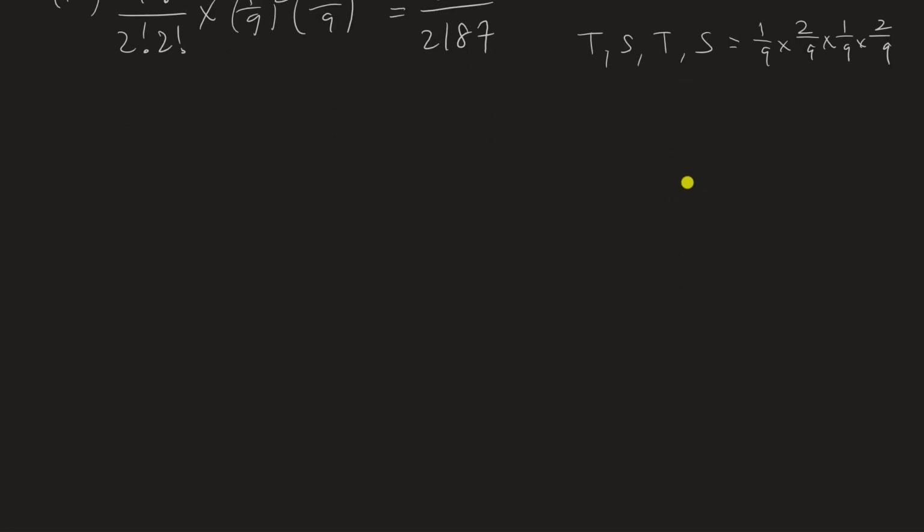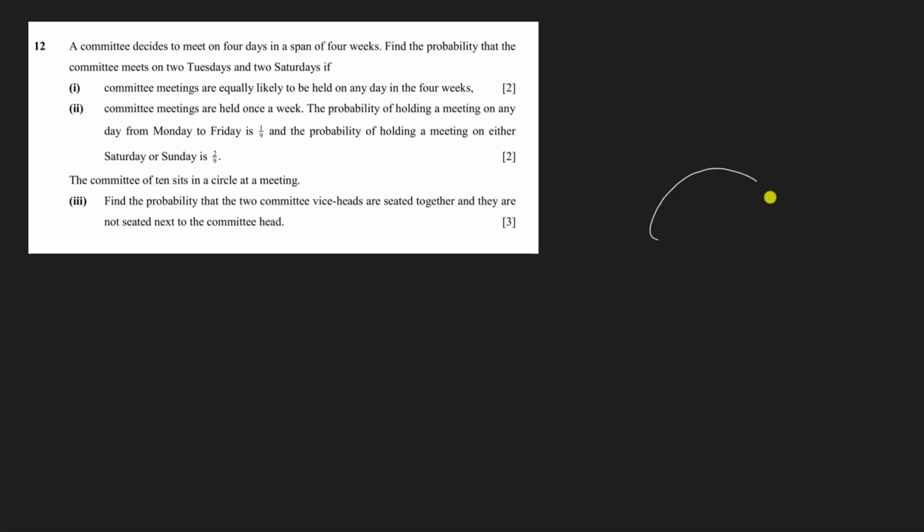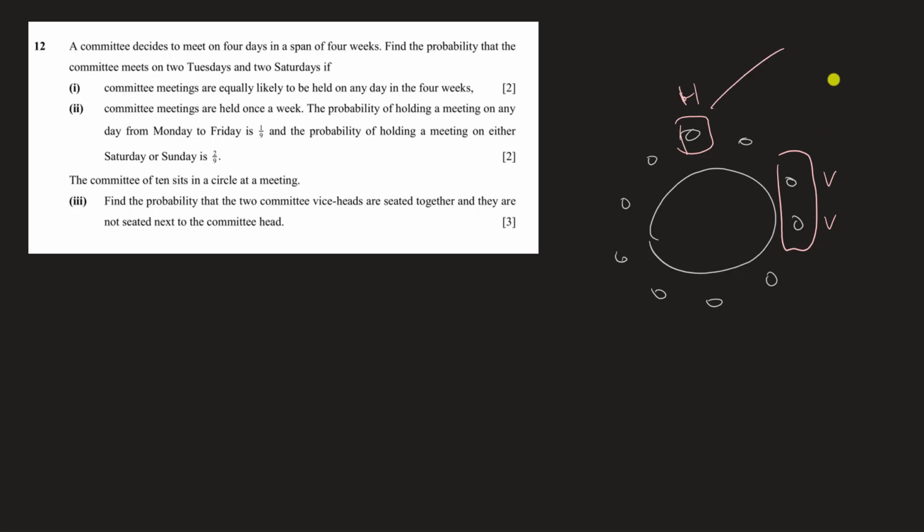Part 3, committee of 10 sits around, so 10 items, 4, 5, 6, 7, 8, 9, 10. The two committee vice heads are seated together. So these are the committee vice heads seated together, and they are not seated next to the committee head. So this is a case of people not wanting to sit next to each other. What do you do? You pluck these two groups out. So you have 1, 2, 3, 4, 5, 6, 7 people remaining. Then we slot them in. We slot this item in, and we slot this item in.